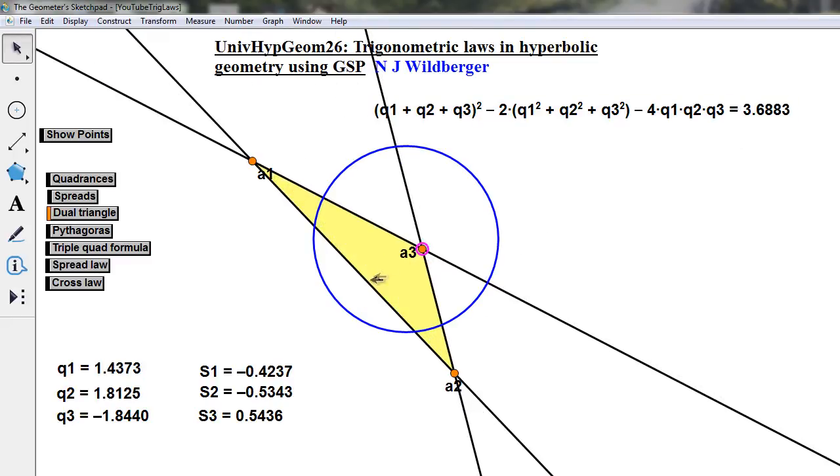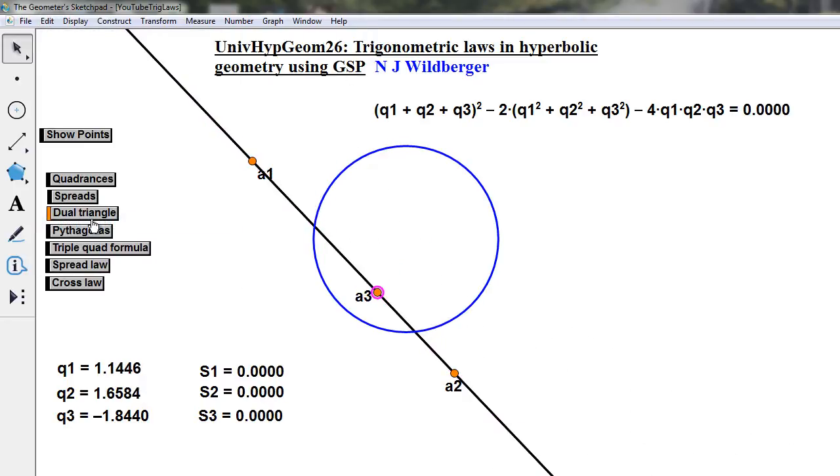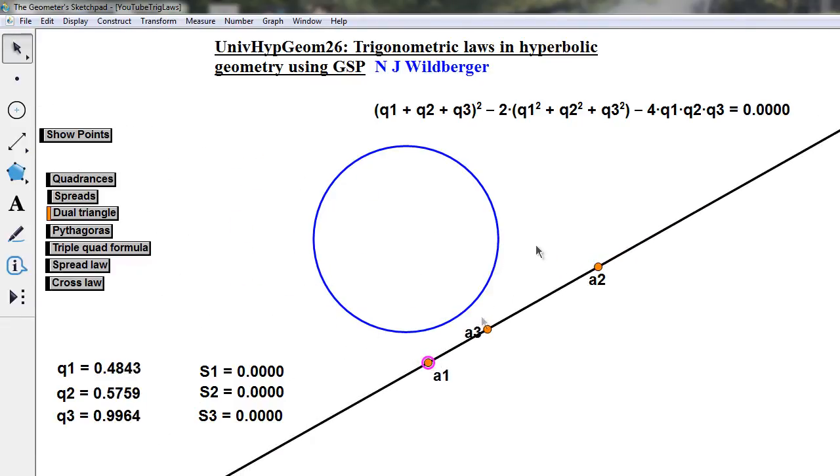And we can make that more accurate by doing the same kind of thing we did before by merging the point to the line. Now this point is actually exactly on the line, not just approximately the way I moved it by hand. It's forced to stay on the line. And you can see that as we move it, the 3 quadrances are changing, but this expression is constantly 0. This is showing us the triple quad formula. And we can see furthermore that it doesn't matter where these 3 collinear points are. They can be everywhere. This formula is constantly calculating this quantity, and it's always getting the value 0.